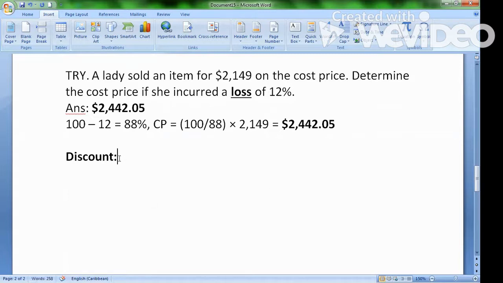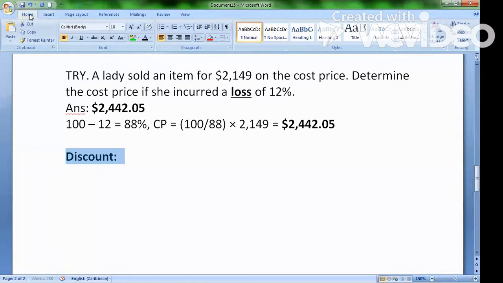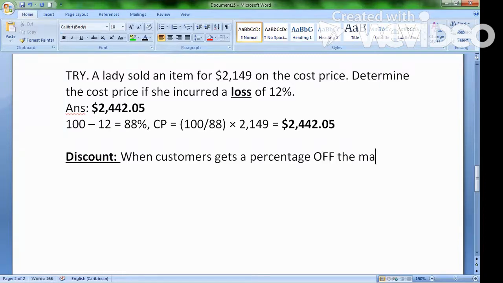You guys are supposed to know about discount, the store name Discount Lumber, don't you? What is discount, guys? What's the basic definition? Like getting a percentage off of what the value is. Right. So it's when customers get a percentage off the market price.